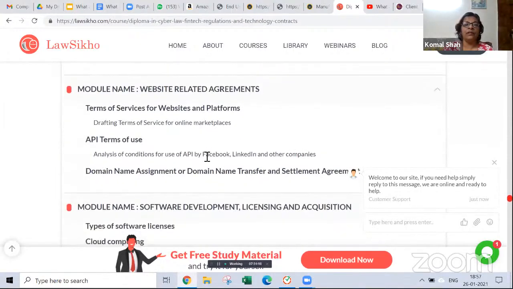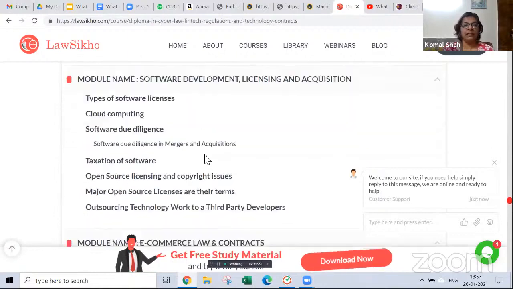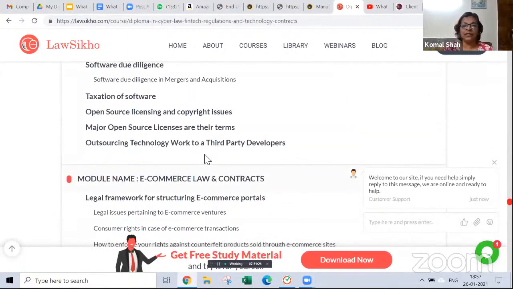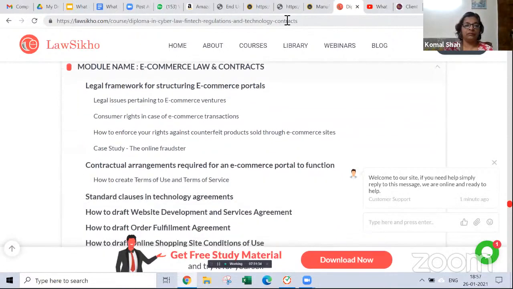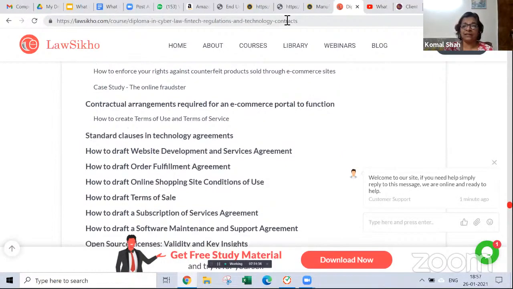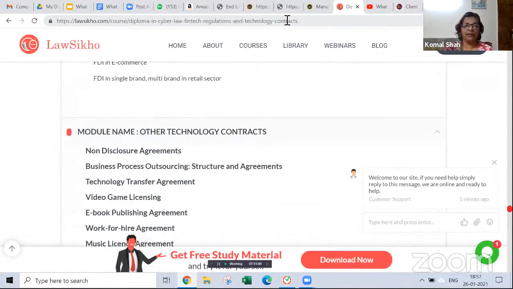You will search for these clauses on the internet. The list you have right here: domain name assignment or transfer, and settlement agreement. There will be far more contracts than what we have discussed today. You can find the list of things here, and you can find the types of contracts on the internet by looking for them. You can also find clauses from those contracts to have a look at. How does it work?